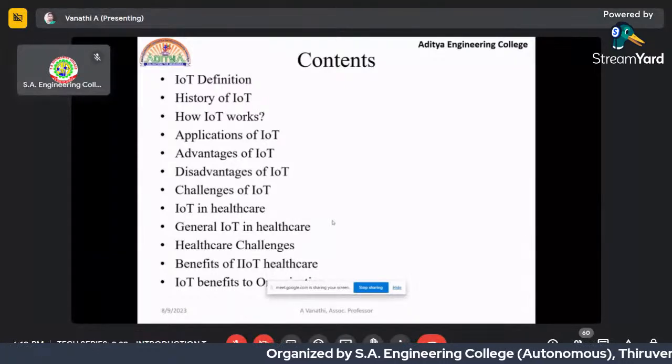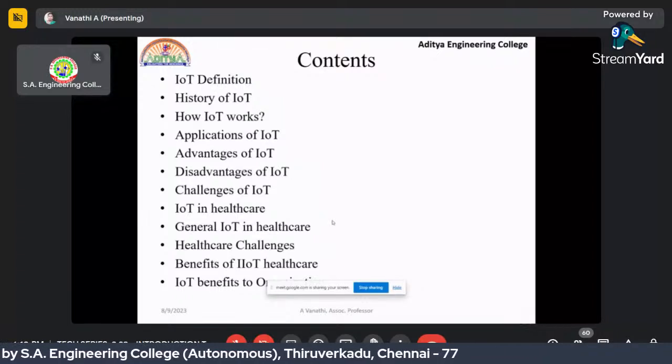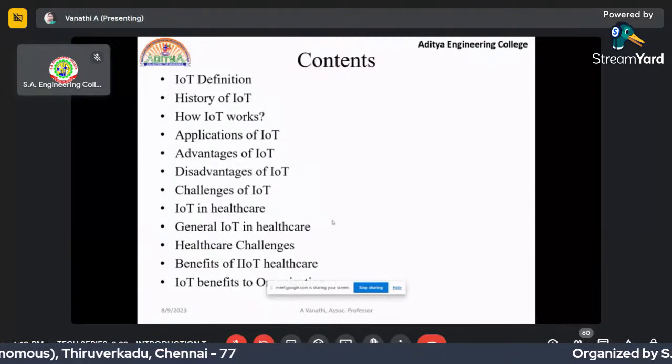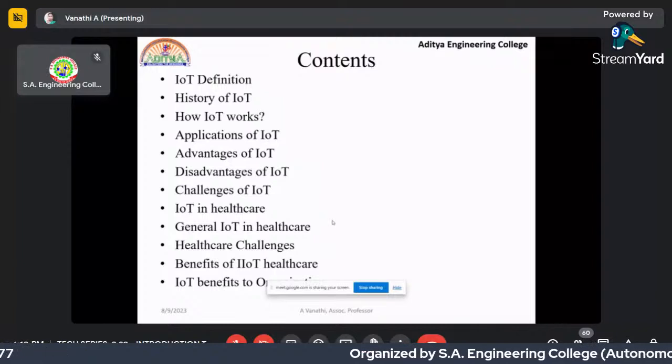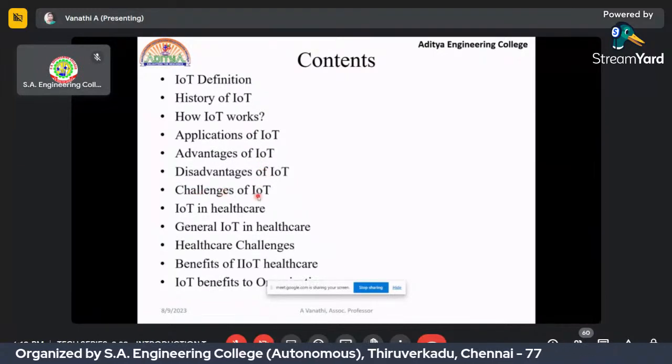So first, what is IoT? We'll see how IoT has evolved, who is the main author for coining this word, and how it has evolved. Then we'll see how IoT works. Then we'll go with the applications of IoT. Later, the advantages, disadvantages, and challenges of IoT.